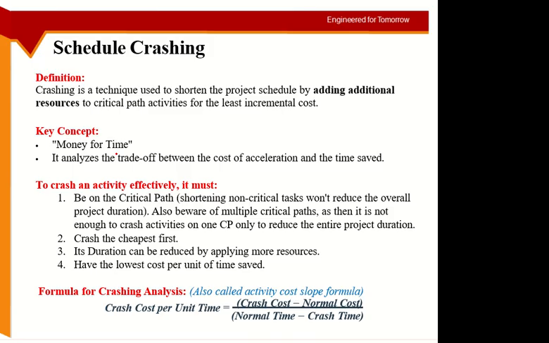So 3 main points for selecting activity for crashing. The first main point is it should be on the critical path. The second thing is it should be the cheapest one to crash. The third thing is it is possible to crash it by adding extra resources.